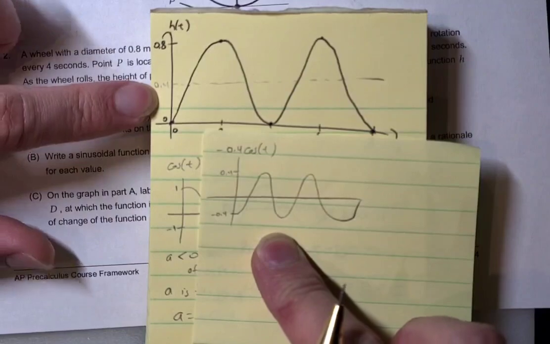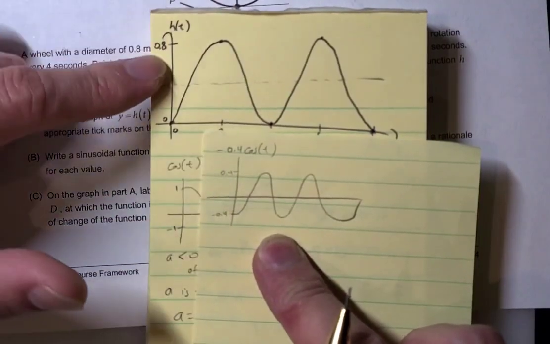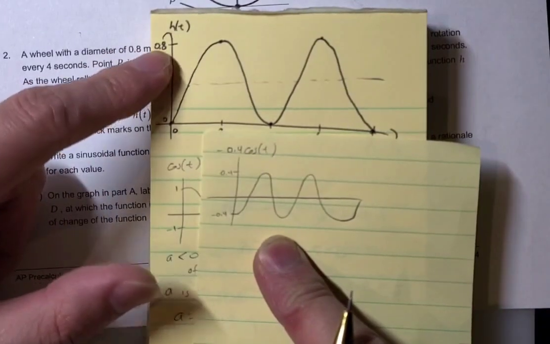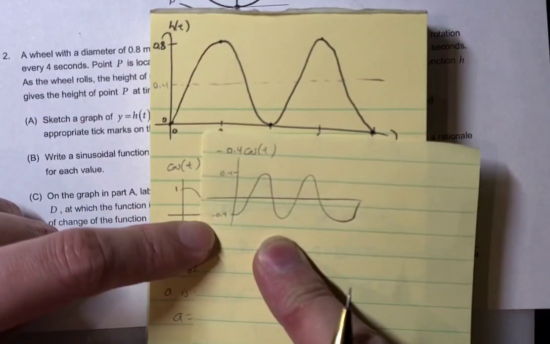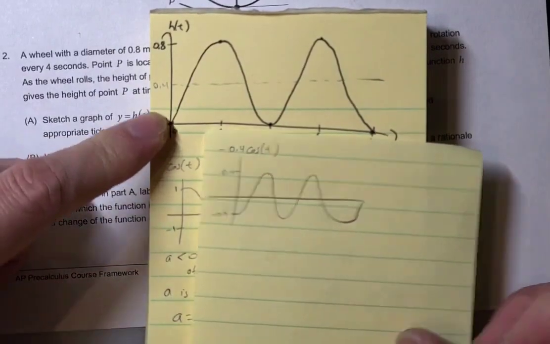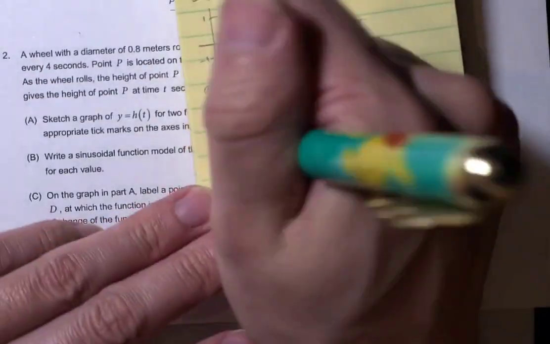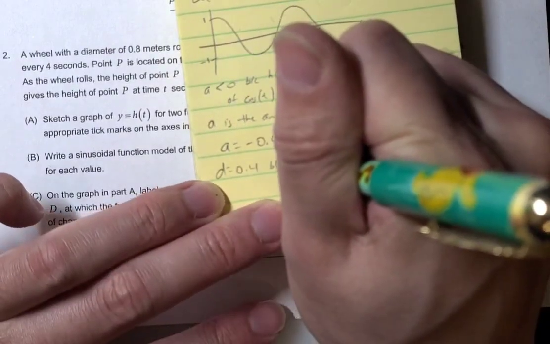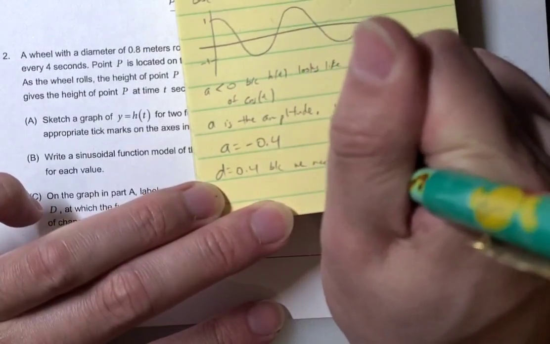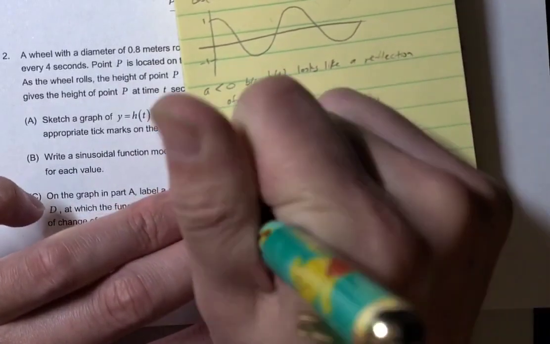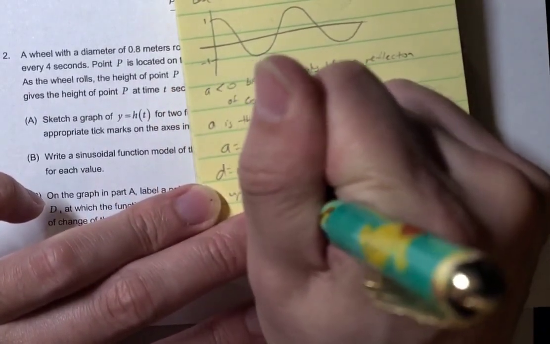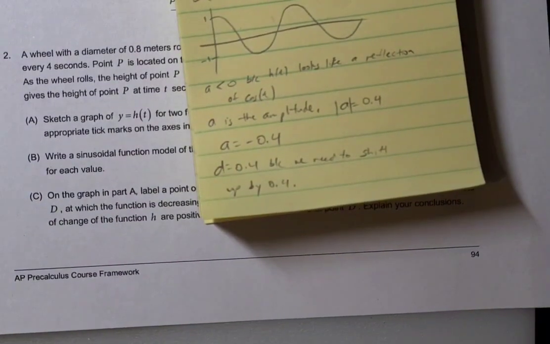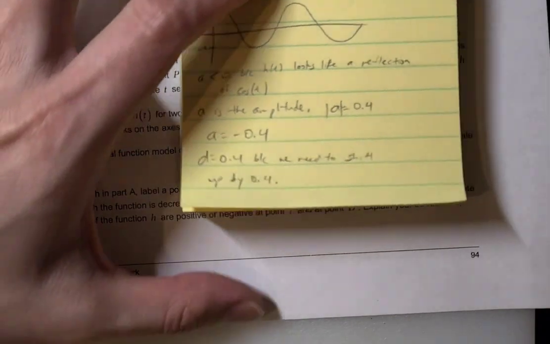By how much? By 0.4. You just shift everything up by 0.4. The max would be 0.8, right? 0.4 plus another 0.4 becomes 0.8. Minus 0.4 plus 0.4 becomes 0. So D is 0.4 because we need to shift up by 0.4. Okay? So that takes care of A and D.